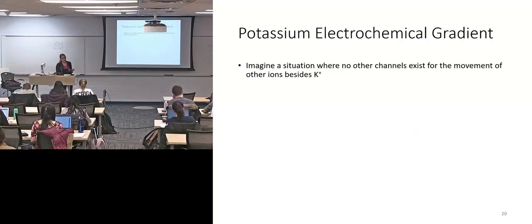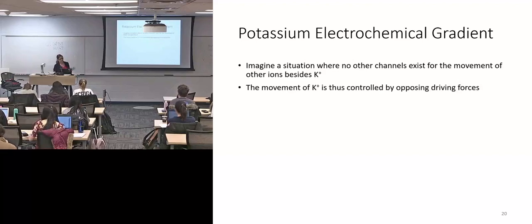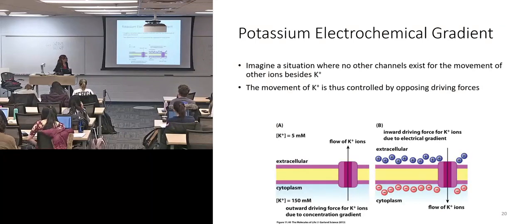So imagine a situation where no other channels exist except for the movement of ions of potassium. There's no leak channels. There's no other ions in play. We are only talking about potassium now. The movement of potassium is thus controlled by these two opposing forces. Pretend nothing else is involved.